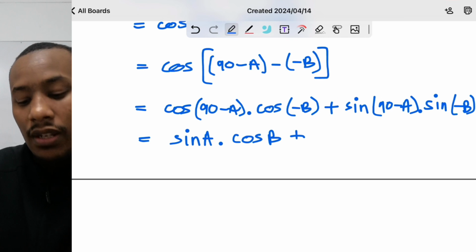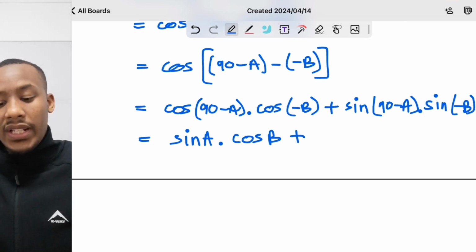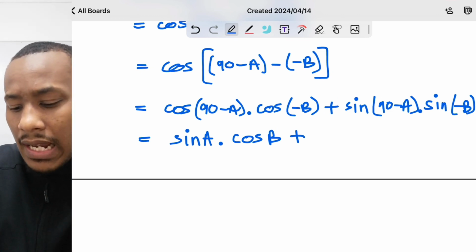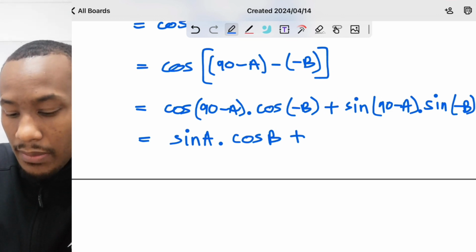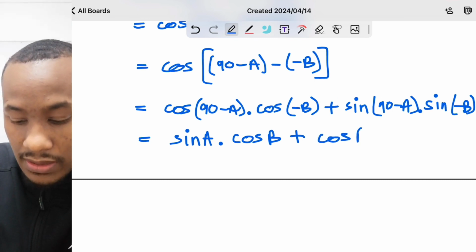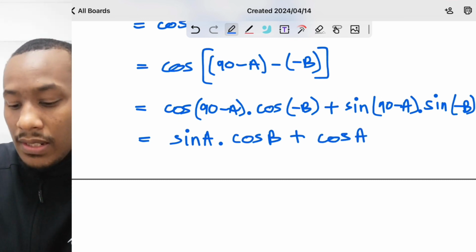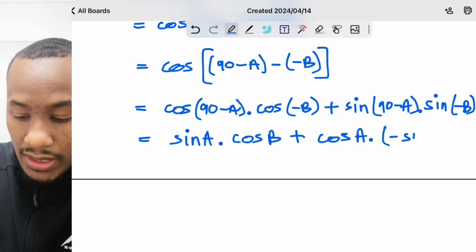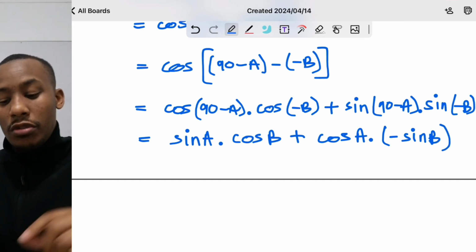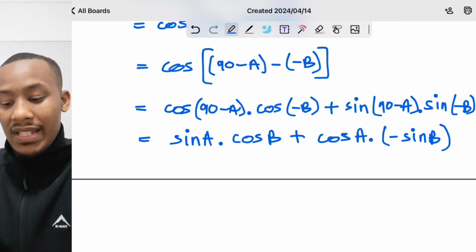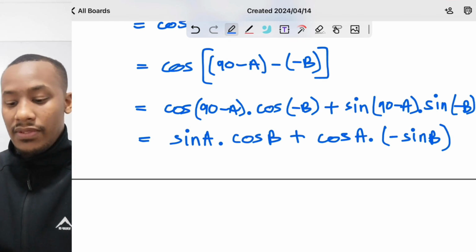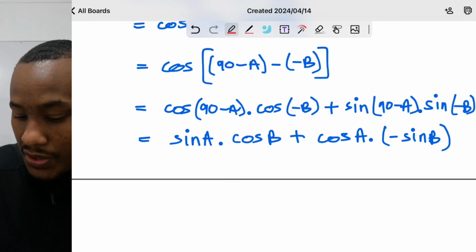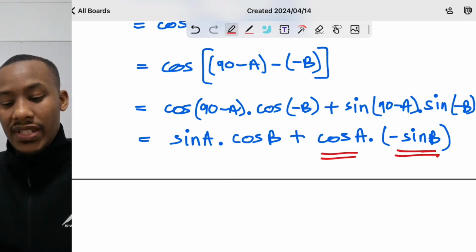In fact, cos is the only function that is positive with a negative angle. Then sine of 90 minus a becomes positive cos a. Again, there's a cofunction identity. Sine negative b is negative sine b. You remember I said cos is the only function positive with a negative angle, which means sine is negative with a negative angle. Now, just to simplify this, we have positive cos a multiplied by negative sine b.